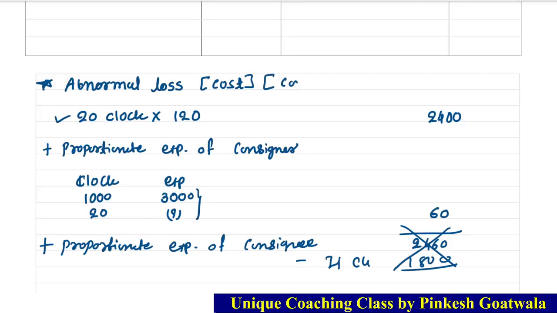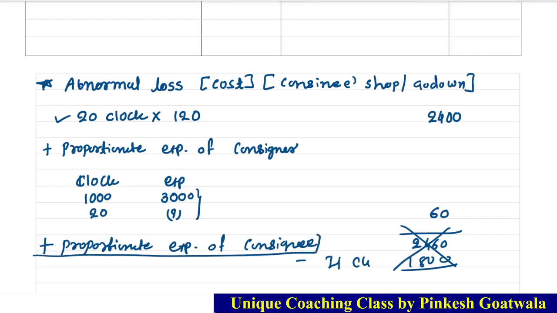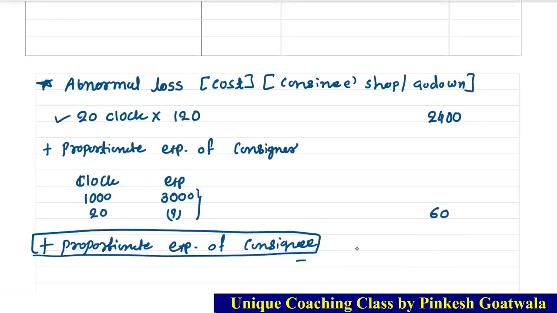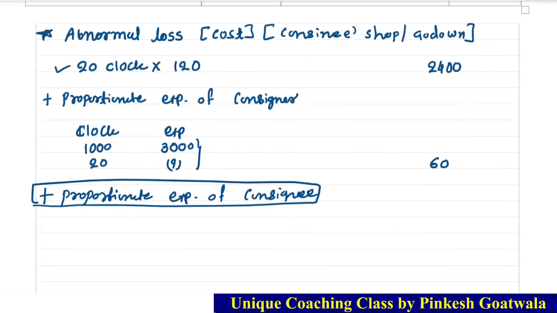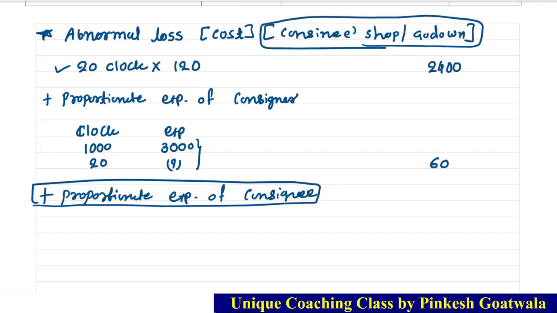If the loss is done in the consignee's shop or consignee's godown, in that case we have to add the expense of the consignee also in the calculation of abnormal loss. Remember, like we add it in stock, we have to add it here too, because the loss happened in the consignee's shop or godown. If the loss is in transit, we add only the consignor's expense, but if it is in the shop or godown, we will add the consignee's expense also.